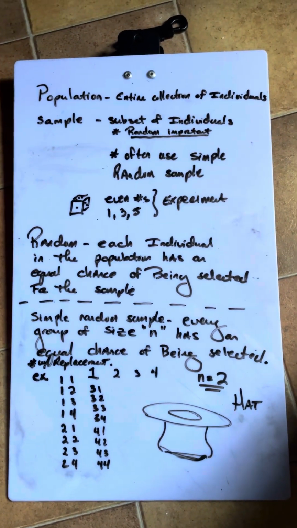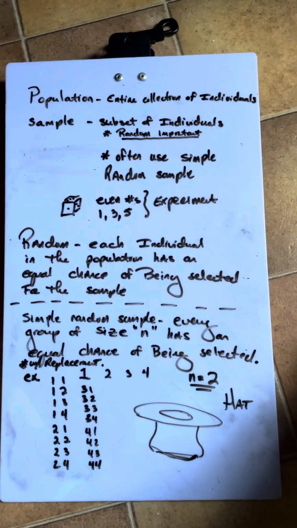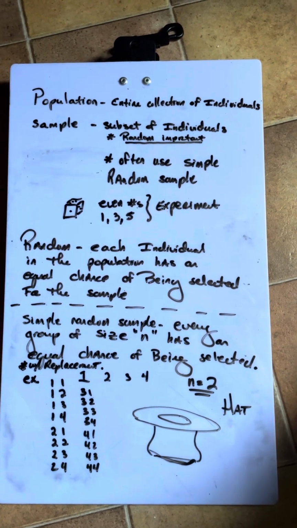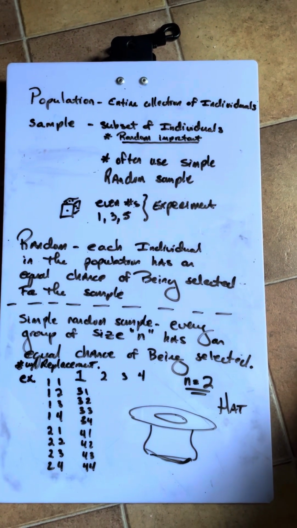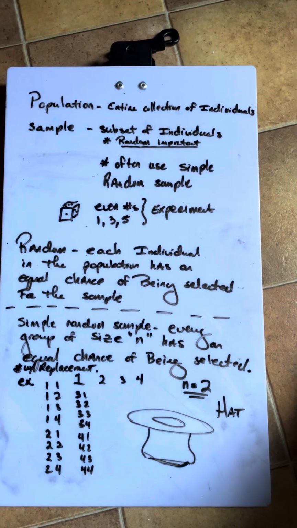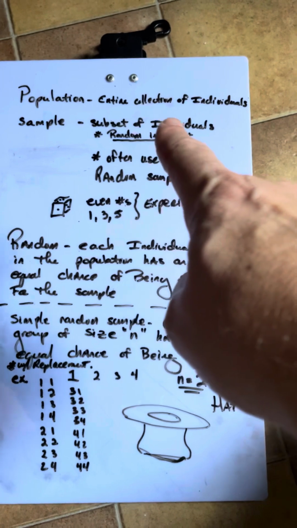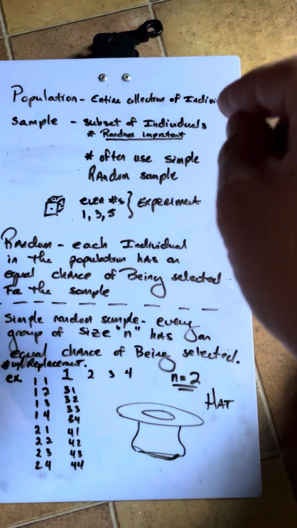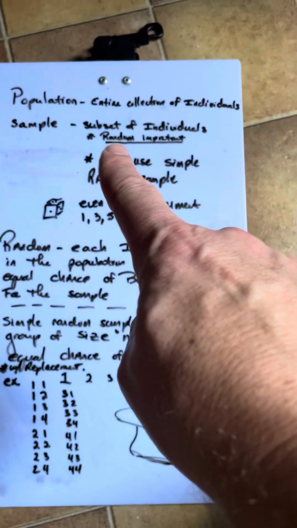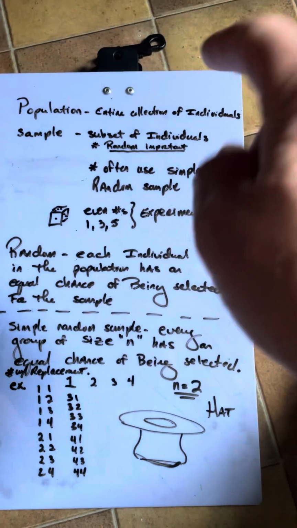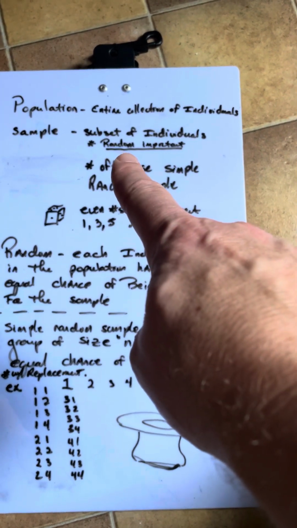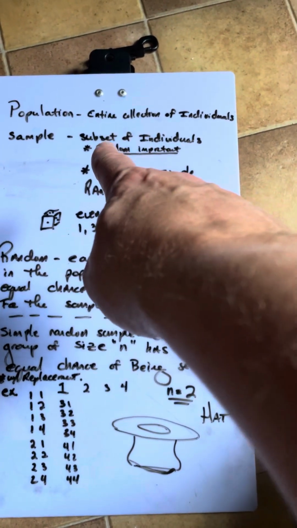So we're going to start off and we're going to define some terms. The first thing we're going to talk about is population and sample. The population is the entire collection of individuals that you want to study. A sample is a subset of the individuals, and it's important to have some sort of randomness. So I say here, random important.